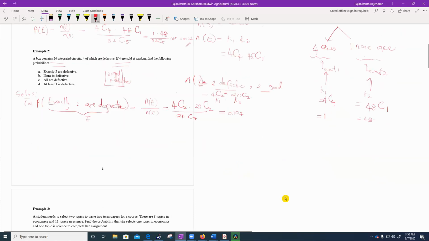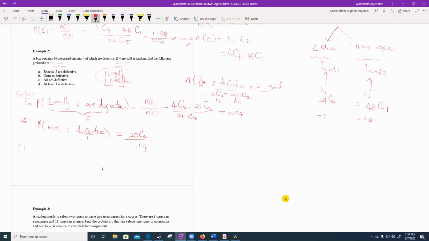The second one is to find the probability that none of them is defective. That means all of them are good, right? Therefore, how many different ways could you choose good circuits? Remember, there are 20 good chips together. Out of 20, I'm looking for 4, all of them good. Divide that by the total number of ways, again 24 choose 4. Please find the answer to this. So this is B.